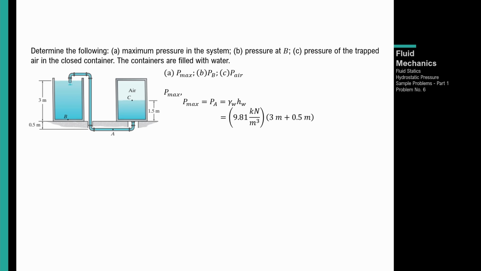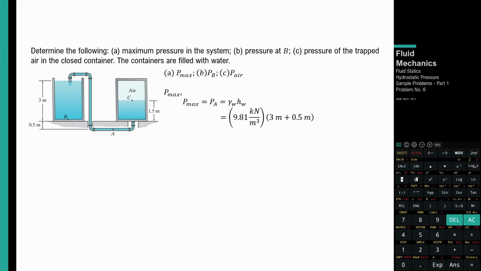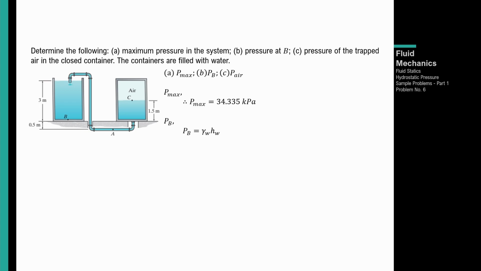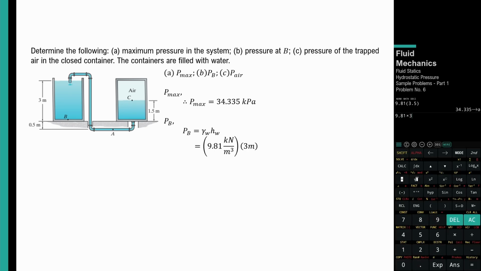So, 9.81 times the depth from the free surface, or the depth of the water, which is 3 plus 0.5, so 3.5. Therefore, 9.81 times 3.5 is 34.335, store lang sa A. So, that is the maximum pressure. Then the pressure at point B is also gamma H, 9.81 times 3 meters only. So, 9.81 times 3 is 29.43, store na lang sa B.